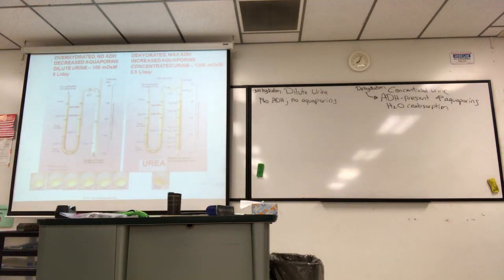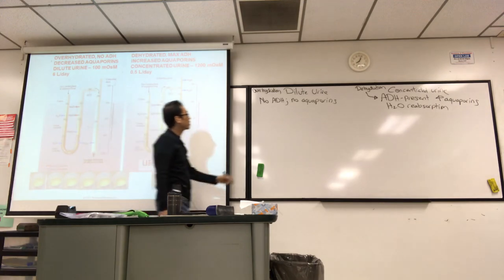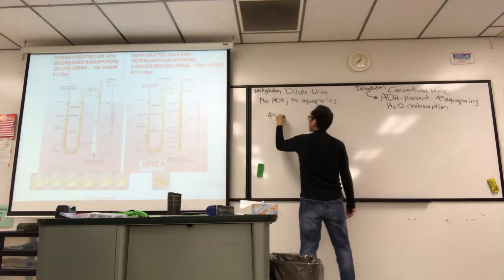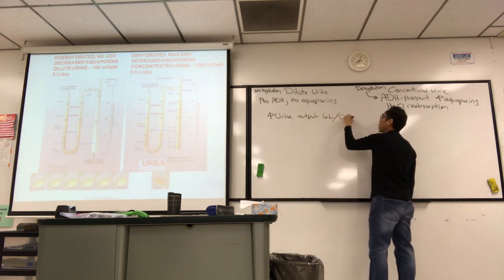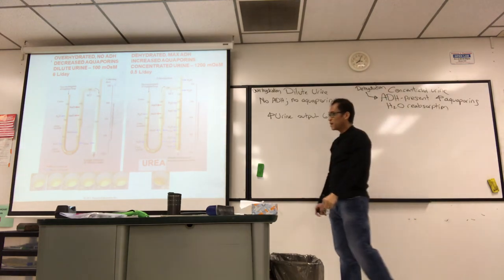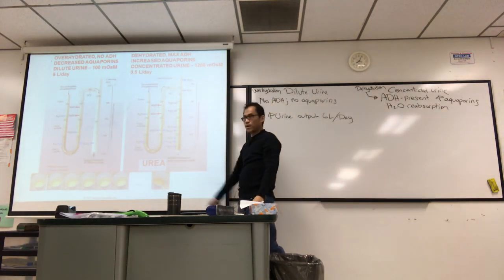Here's kind of a summary. I have overhydrated, no ADH, aquaporins none or decreased. You get dilute urine, so large urine output, dilute urine. As a visual, I've got my cups of urine here. Pretend each cup represents a liter, because that's kind of the max output that books report. With ADH, you're dehydrated, maybe a half liter a day, something like that.